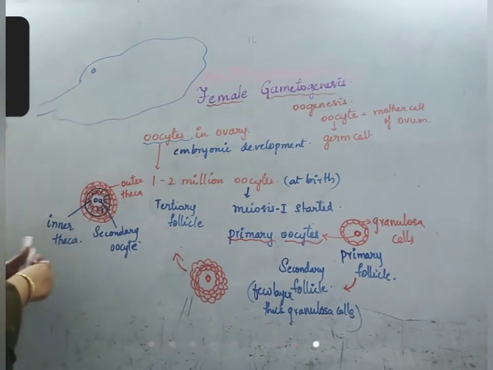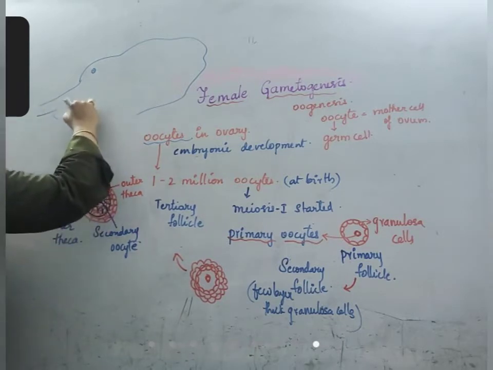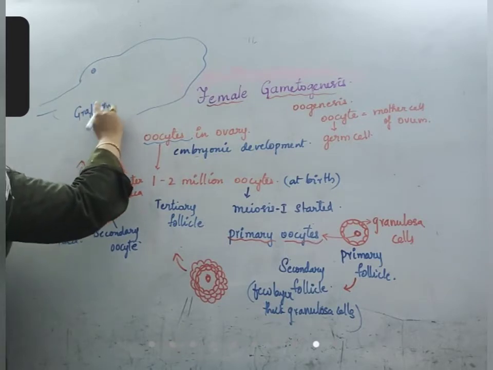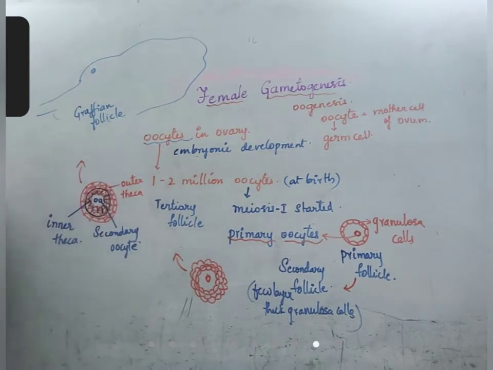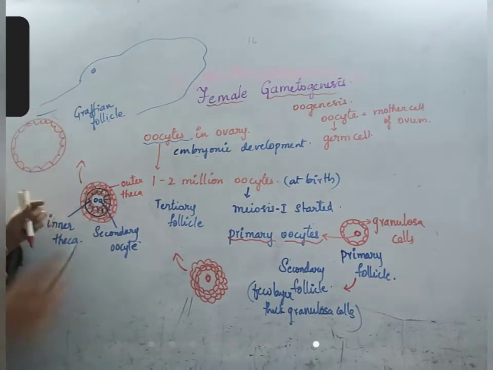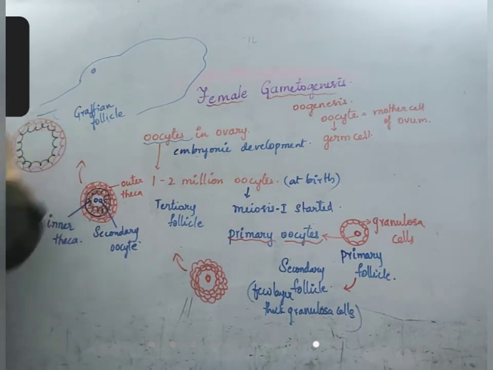Not only the tertiary follicle, there is one more stage, after which it is called the Graafian follicle. How does the Graafian follicle look? The Graafian follicle has this outer theca. After that, the inner theca is present, then the inner layers of granulosa cells, and this is the oocyte.